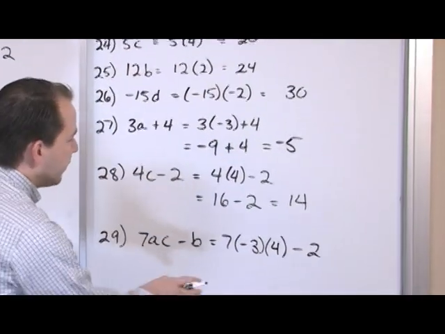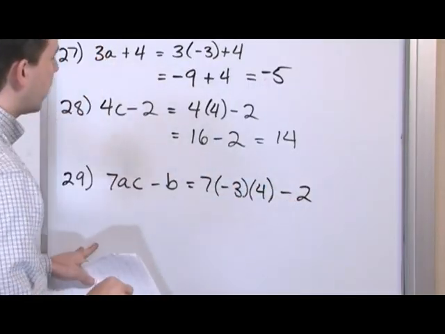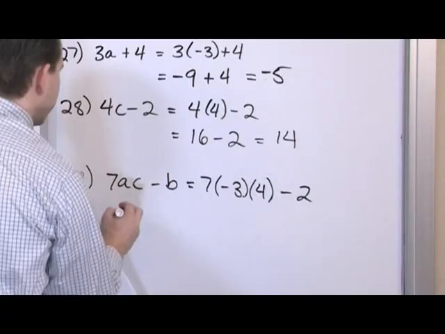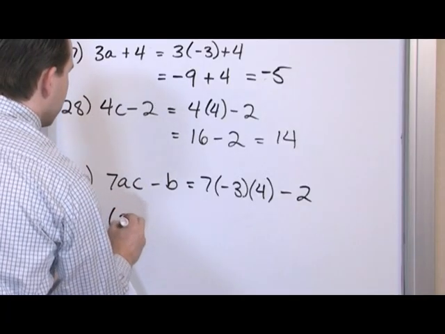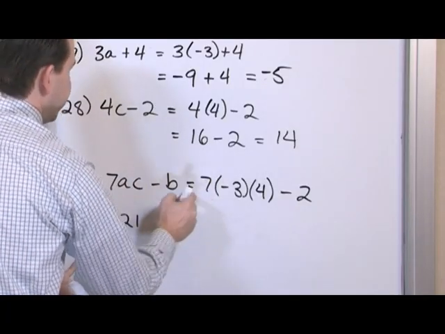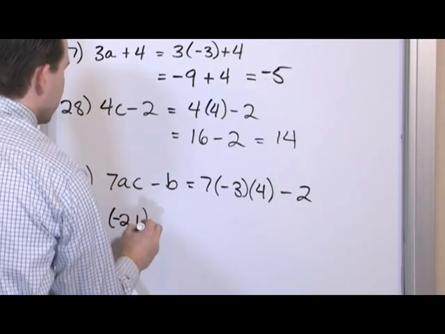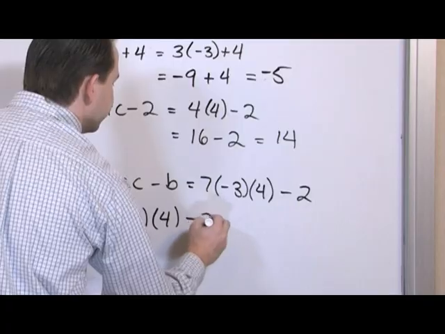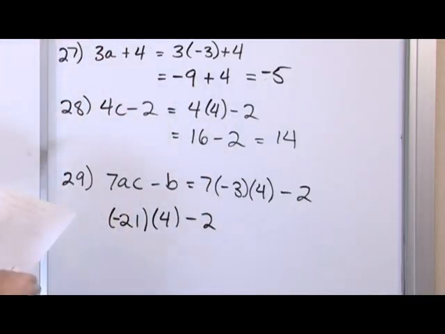And so again, you always work on your multiplication before you work on your addition or subtraction. So let's work on these two numbers first. 7 times 3 is 21. And the answer is going to be negative because these signs are different. So it's negative 21. Don't forget, we still have to multiply by 4, and we still have to subtract 2. So we're going to do it one step at a time.